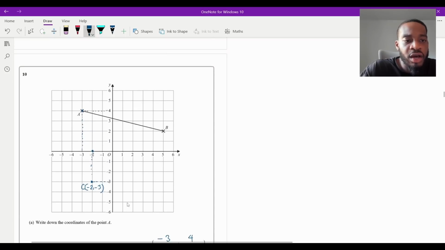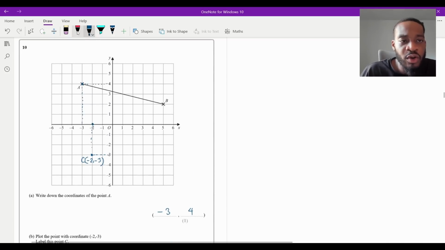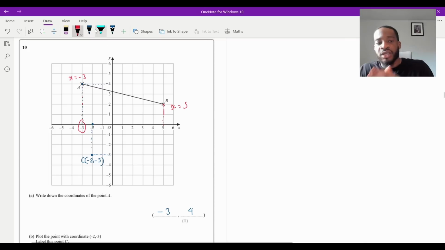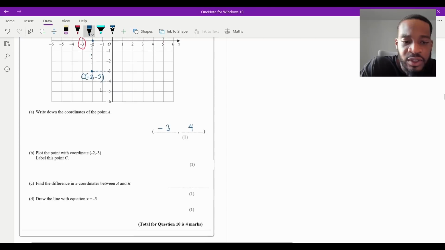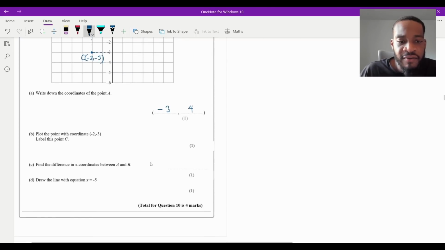Part C says find the difference in x coordinates between A and B. Okay, so where is A? Where's B? Well, we know that the x coordinate of A is -3. All right, let me write here x equals -3. The x coordinate of B, as we can see, is x is equal to 5. So the difference between them is going to be the largest take away the smallest, right? So it's going to be 5 take away -3. So it's going to be 2 negatives here. So 5 minus -3. We know that 2 negatives make a positive, so it's 5 plus 3, which is equal to 8. So the difference in x coordinates between A and B is 8.